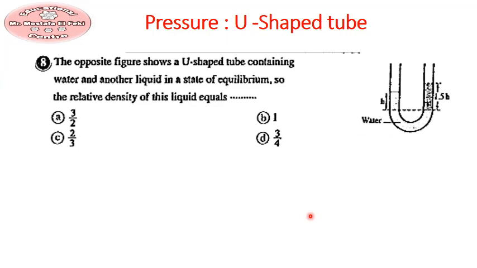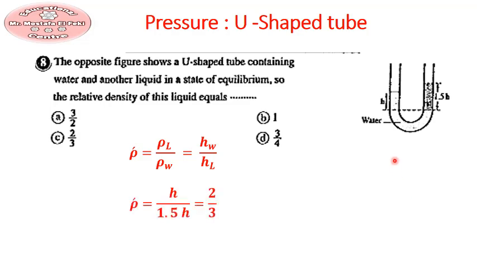The opposite figure shows the U-shaped tube containing water and another liquid in a state of equilibrium. So what is the relative density of this liquid? From the relation, relative density equals rho liquid divided by rho water, which is equal to h water divided by h of liquid. From the figure, the height of water is h, and the height of the liquid is 1.5 h, then it equals 2 over 3.